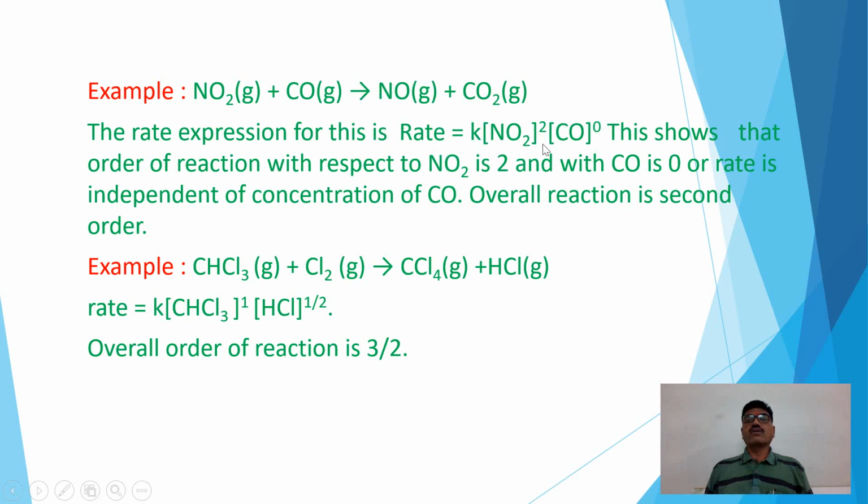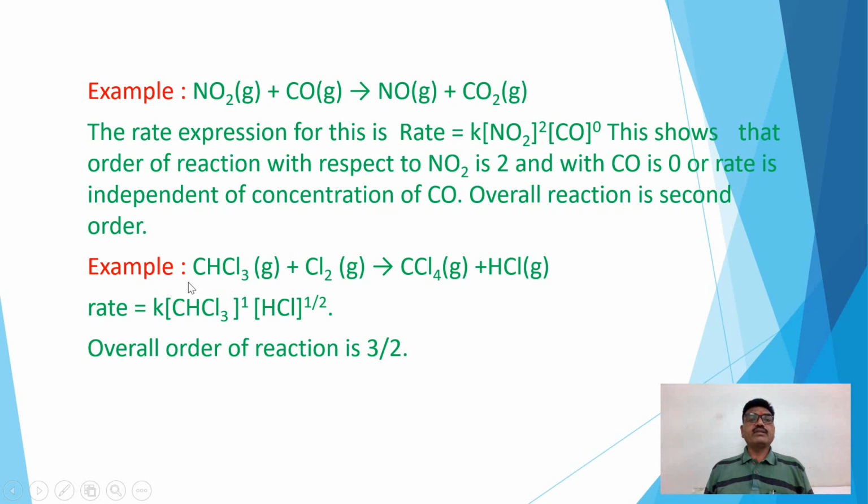The rate expression or rate law is like this. From this we understand how the order of reaction is there. With respect to NO2 the order of reaction is 2, and with respect to CO the order of reaction is 0, meaning again independence. Therefore the order of reaction with respect to NO2 is 2 and with CO is 0, or the rate is independent of the concentration of CO. The overall reaction is a second order reaction.